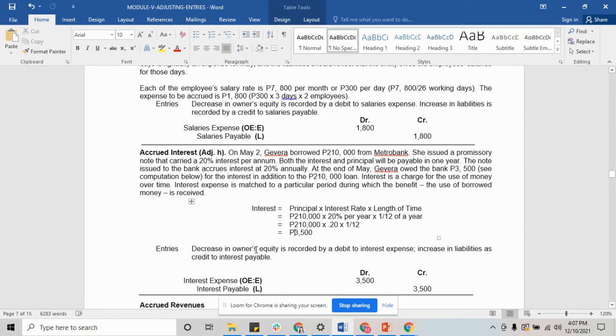So, how will you record it? Debit interest expense of 3,500 and credit interest payable 3,500. Remember that this interest payable will be debited at the end of the year kapag binayaran na siya. Kasi sabi dito sa problem, the interest and the principal will be payable in 1 year.